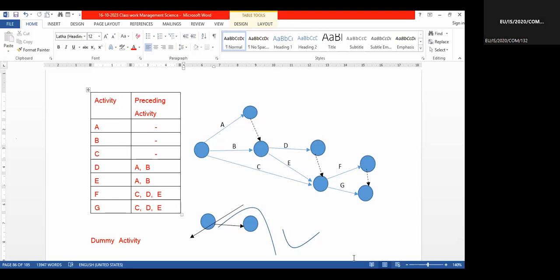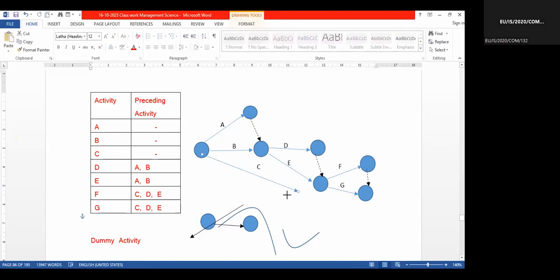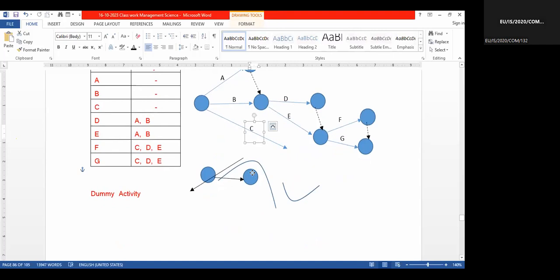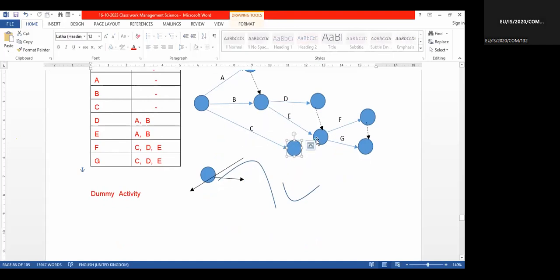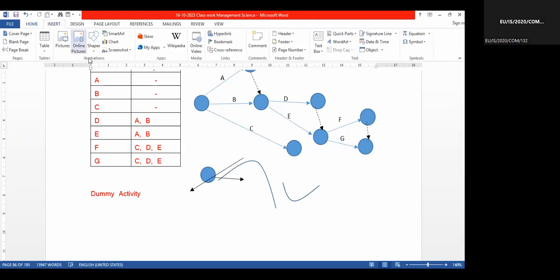Excuse me, sir. Yes. Sir, can we add one circle to C arrow? When you see that C arrow, put it, stop it here. C separately, and you want to add another arrow, circle it here, and again put a dummy here. Is that what you are asking? Yes, sir. That is not necessary, no.